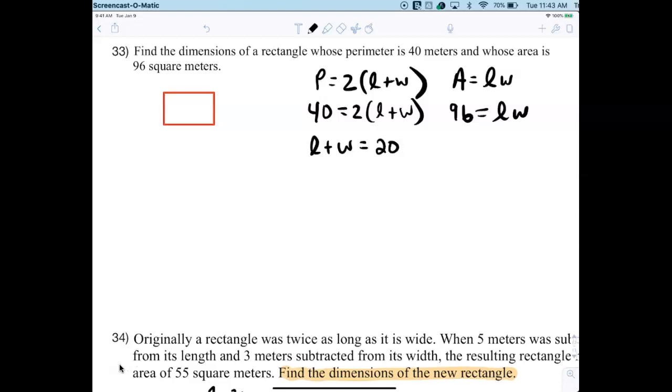14 and 6, because 14 times 6 is 96, right? Come on, guys, seriously, man. This is not that hard to figure out. Not even close. It's not 10. You're supposed to tell me what two numbers add together to make 20 and multiply together to make 96. Oh, 14. No, not 10.